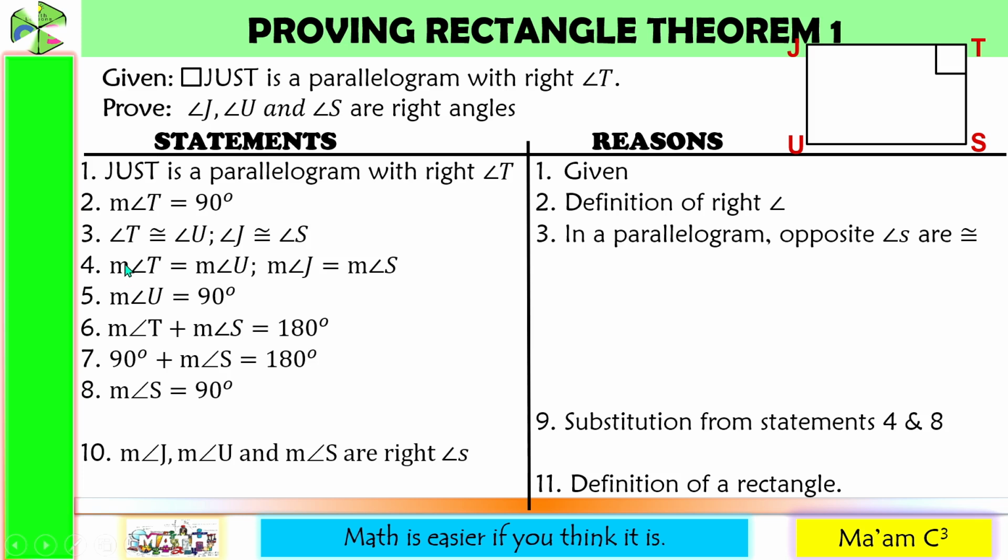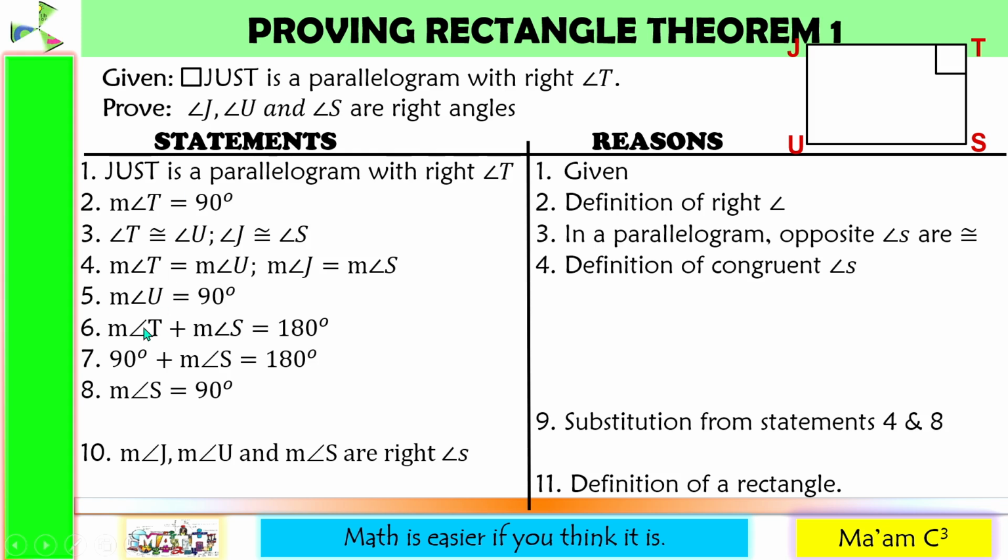So the measurement of angle T is equal to the measurement of angle U. The measurement of angle J is equal to the measurement of angle S. And that is by definition of congruent angles. When we say congruent angles, they have the same measurements.